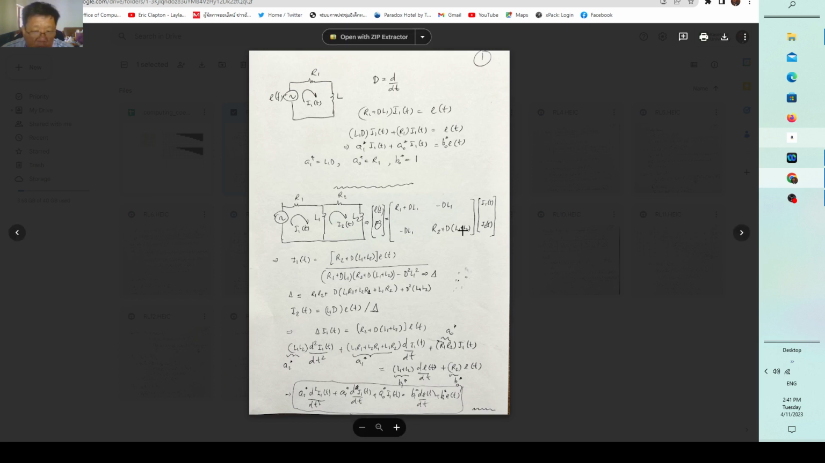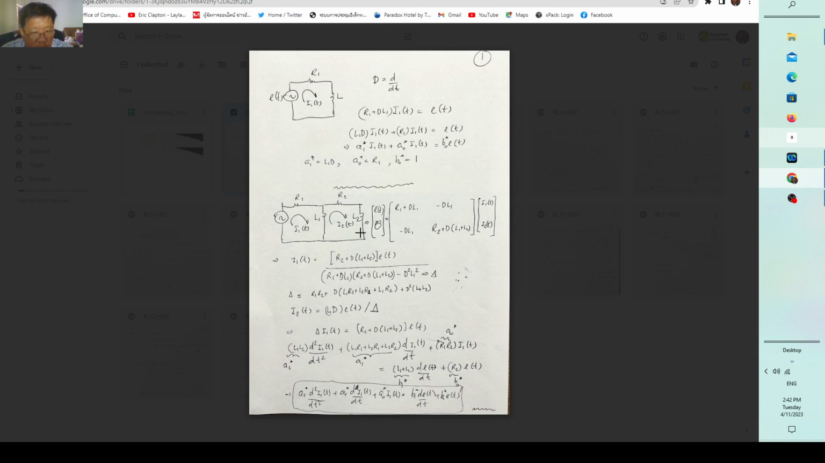I'm going to base this on what we call mesh analysis, using the loop currents I sub 1 t and I sub 2 t. The content of the matrix is here: R sub 1 plus D L sub 1, times I sub 1 t, minus D L sub 1 times I sub 2 t. That's the first equation, with the left hand side equal to E of t, E with the domain t.